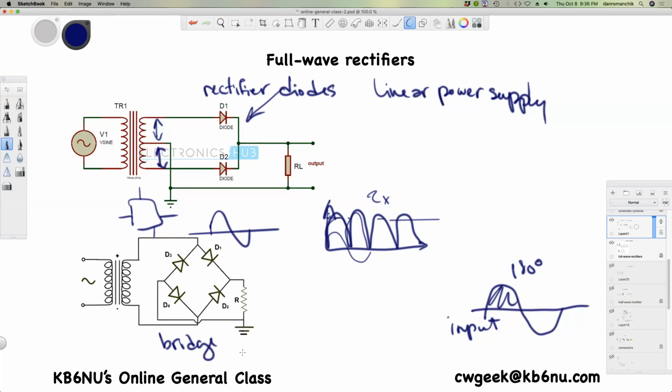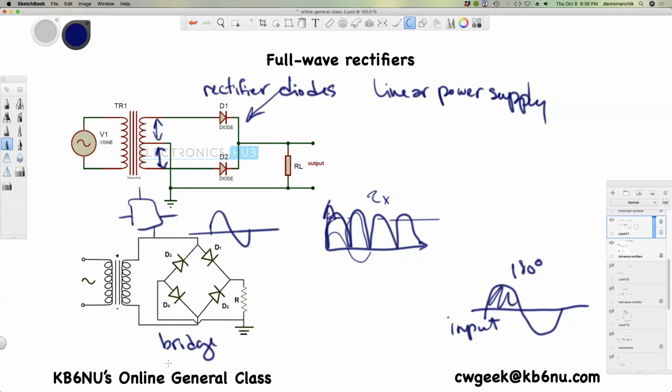So the test just refers to the full wave rectifier only as the top one, the one that's center tapped. It doesn't talk about bridge ones. No, there's no question about that, but I wanted to include it because that's what we use mostly in ham radio. Like I use an Astron linear power supply in my station. It's got a bridge rectifier in it.